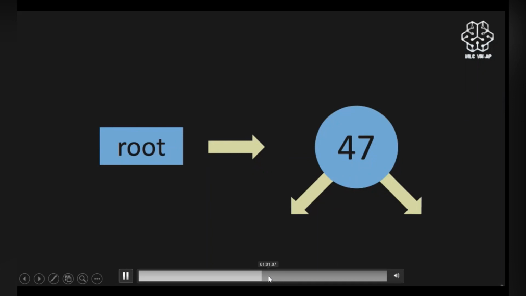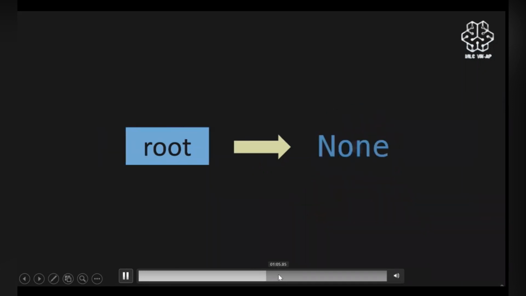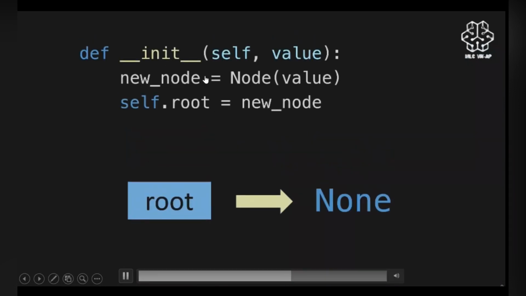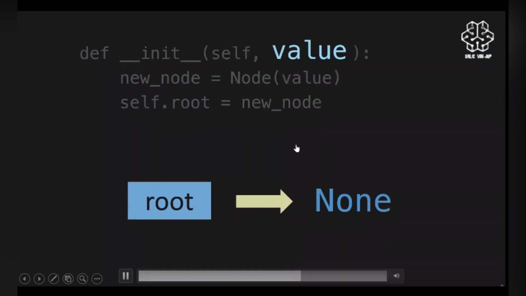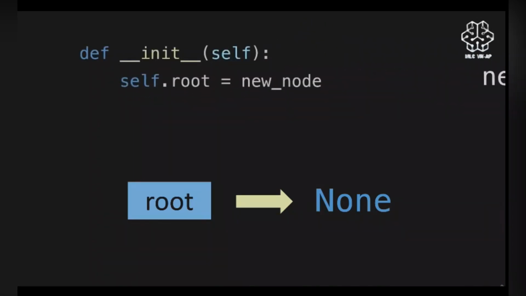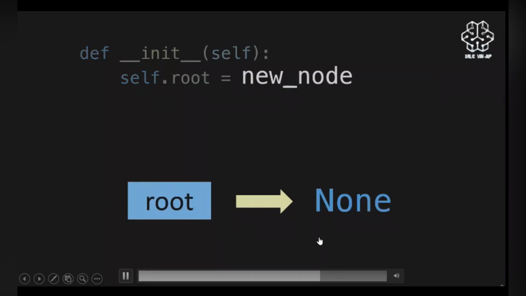But in our particular case, we shall be taking a different approach. Instead of assigning it to a new node, we simply declare self.root to be equal to none. So we'll remove these lines of code and we simply say self.root equal to none. And we shall start initializing our entire binary search tree when we carry out our insertion operation. As you can see here, we have declared self.root to be equal to none.